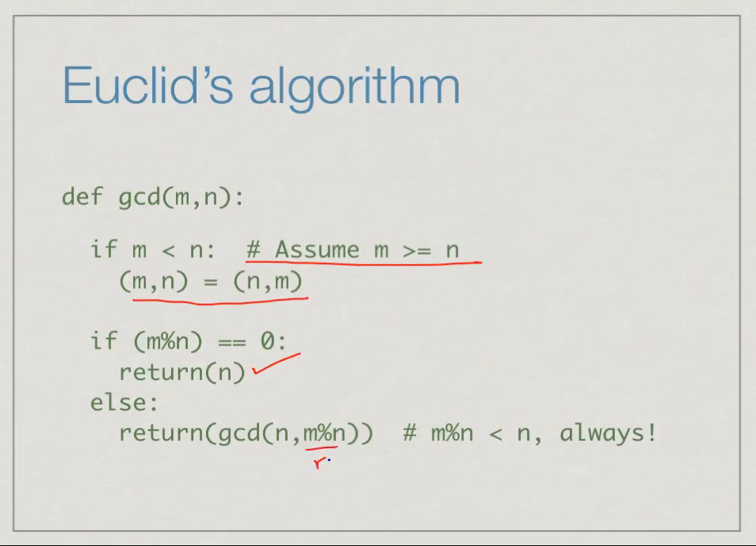So this is the remainder. And remember that the remainder is always less than n, so we don't have to worry about flipping it and taking max and min at this point.